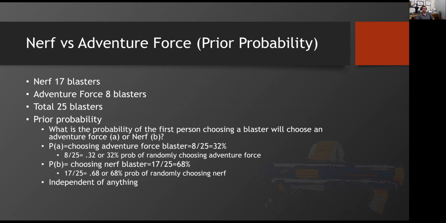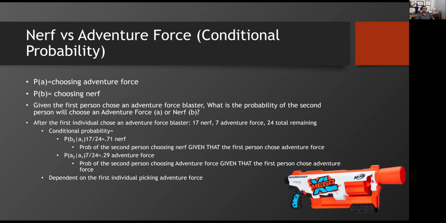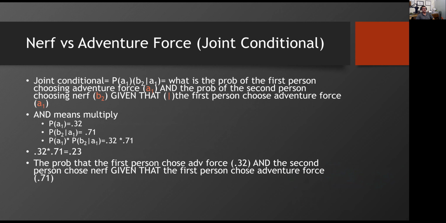So the first one is prior probability. Then we've got conditional probability. Now we've got joint conditional probability. Whoa, joint conditional probability. That means that we're kind of bringing the two of them together. So what is joint conditional probability? It's when we have the probability of A1. So remember, what is A1? The probability that the first person will choose an Adventure Force blaster.